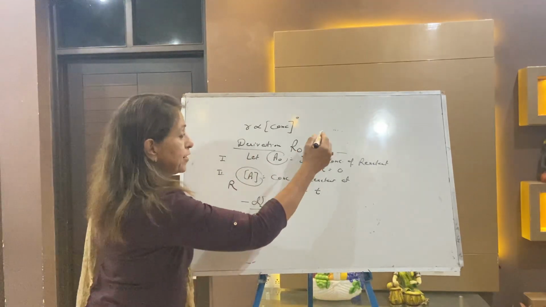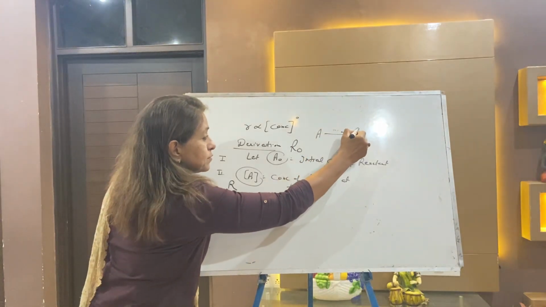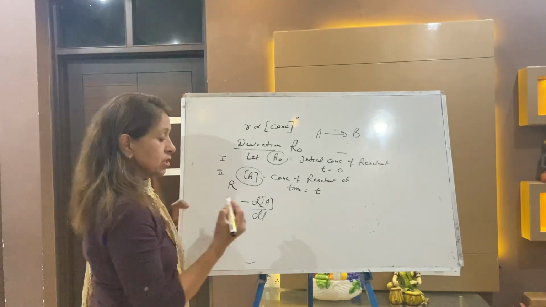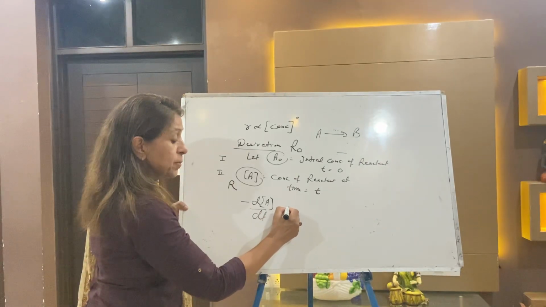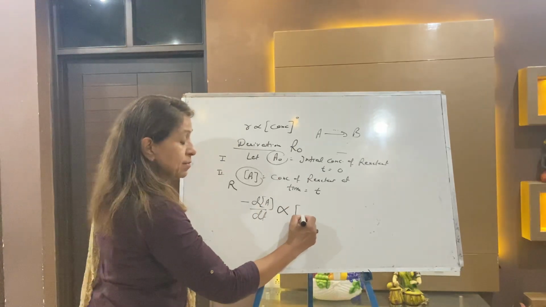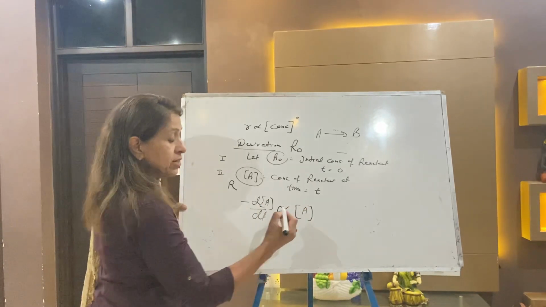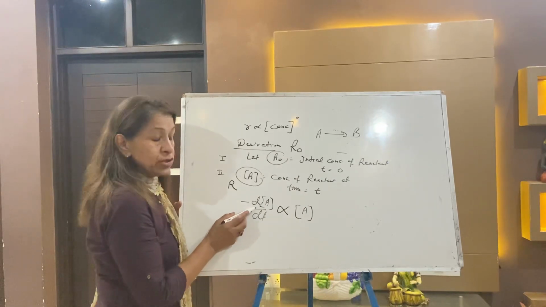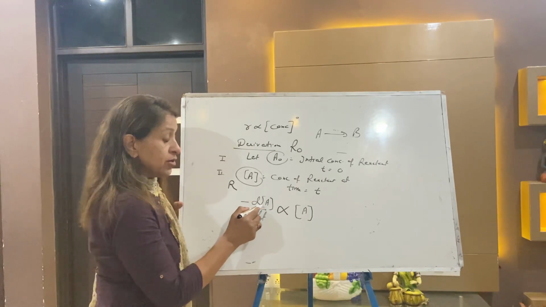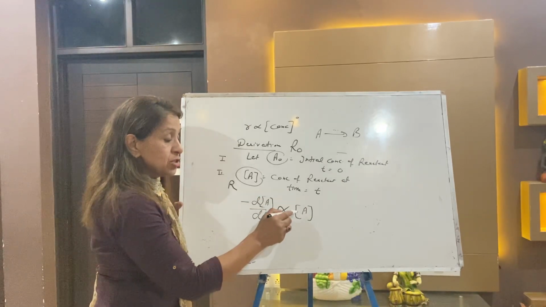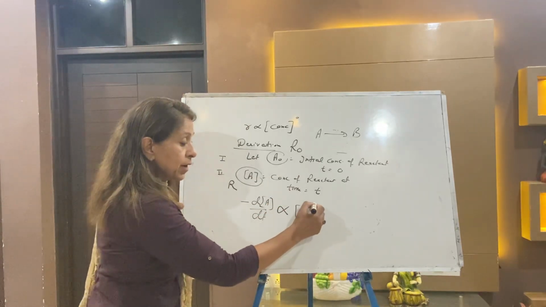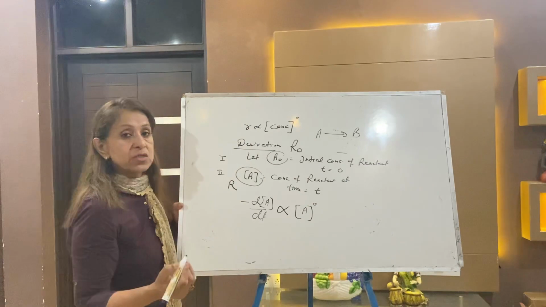Right now the reaction is A arrow B. A is a reactant, and its rate is dependent upon the concentration present at that time, which is A. At the time at which you want to calculate the rate, rate always depends upon the concentration of the reactant present at the same time, and that is A. I put power 0 because it is a zero order reaction.